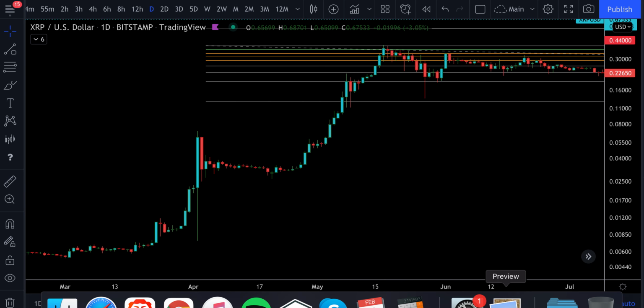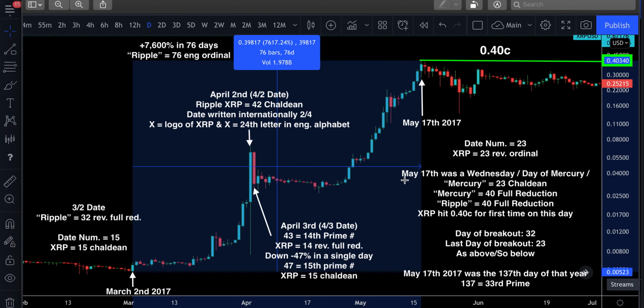So this is a really interesting thing that we see, that on this particular day, we hit that exact price. And the day of the breakout numerology was the 32. Again, this goes back to March 2nd, the 3-2 date. And then we move to the last day, which is the 2-3, and 3-2, 2-3 is the mirror of each other, again, as above, so below.